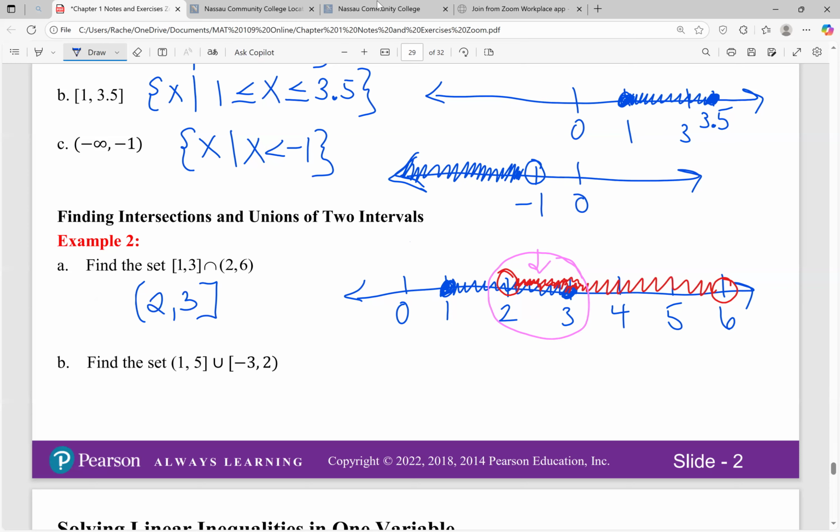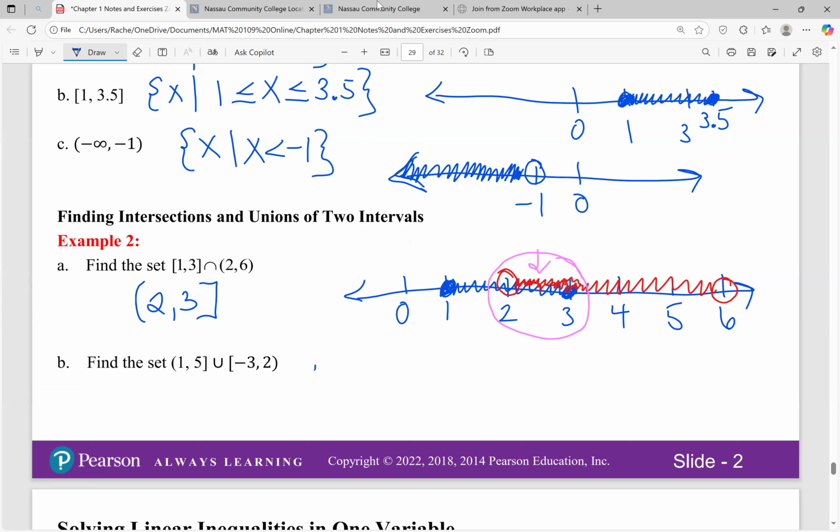So that would be the intersection of the sets {1, 3} and {2, 6}. Now let's find the union of the two sets in B. Union is joining the two sets together. They don't have to share common elements. We just join the two sets together.